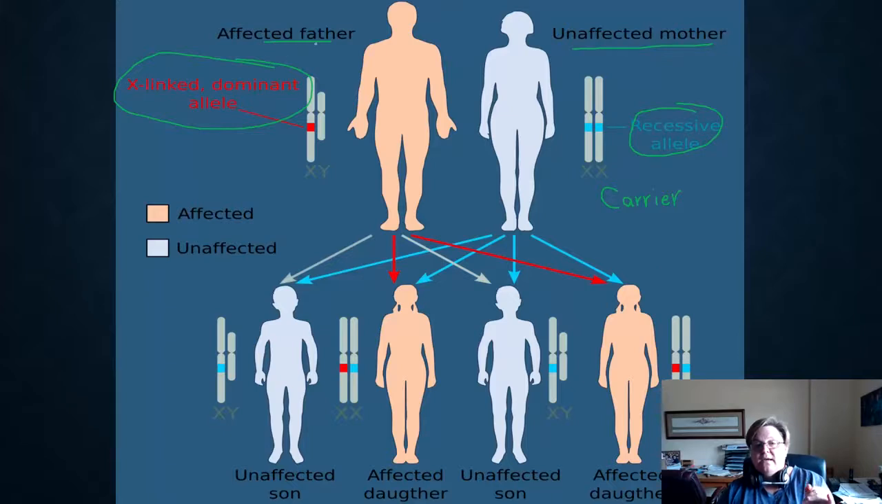So the father, because this is X-linked, can pass this on to his daughters. Okay, it's X-linked, right? So he can pass it to his daughters. The mother can pass it to all of them because they all have at least one X. The girls only have X's, so the dad can only pass it to the girls.